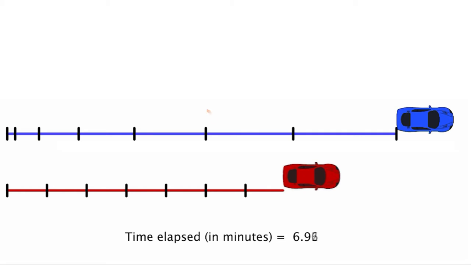You might notice that the sixth mark on each line occurs at the same distance from the starting position. This tells us that the two cars had traveled the same distance in the first 5 seconds of their trip. Let's focus on the first 5 seconds.